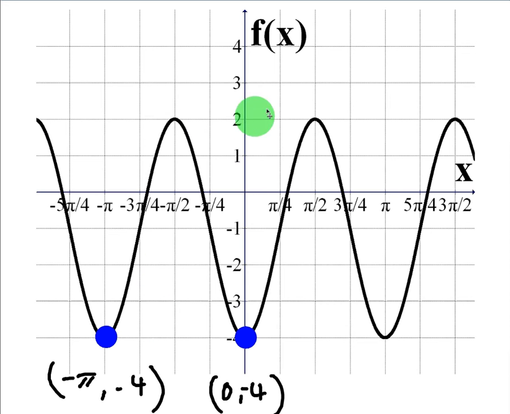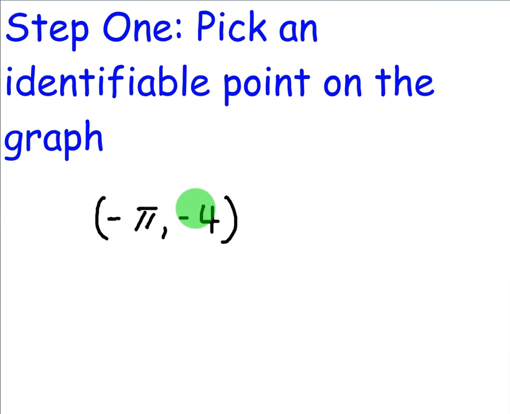I like to pick either the top or bottom of the waves when we're talking about trig functions. So in my case, I chose the bottom right here of this wave. And so for my step 1, it's going to be this point, (-pi, -4).